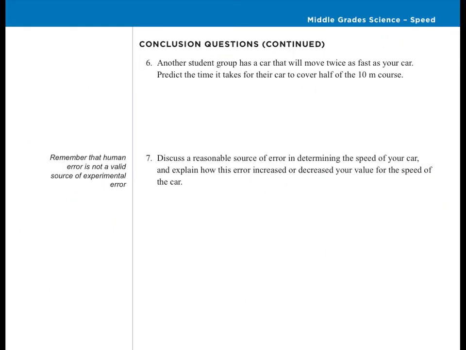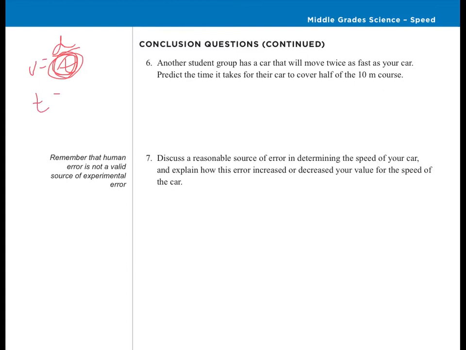Question number 6. Another student group has a car that will move twice as fast as your car. Predict the time it will take for their car to cover half of the 10-meter course. Okay, so again, we're looking for time. Velocity is always equal to distance over time, but this time I'm looking for time.